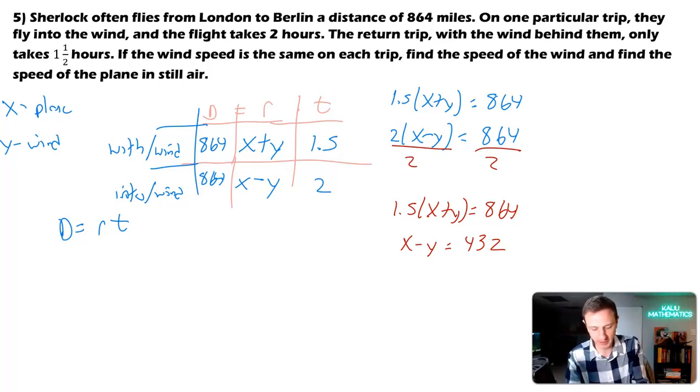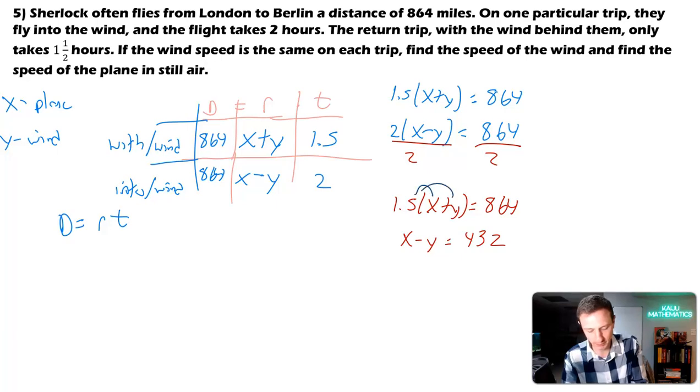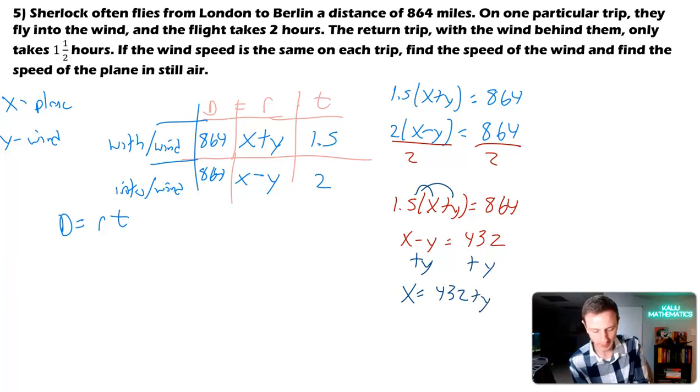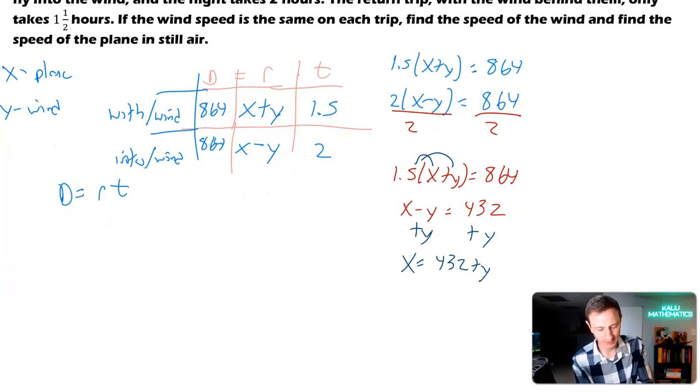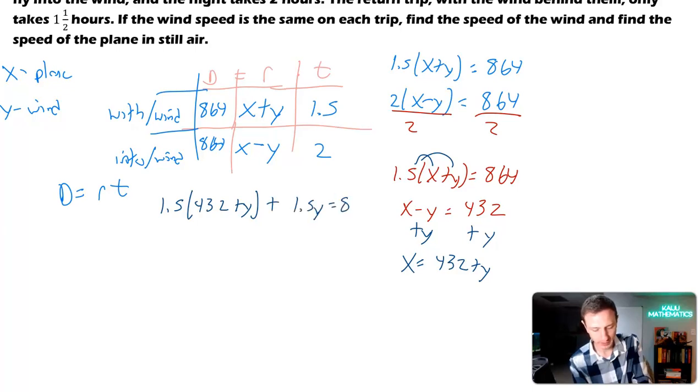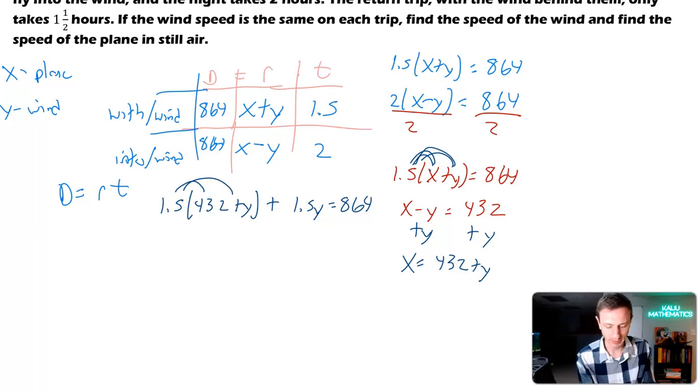So I'm going to do two things right here in my next step. I'm going to first distribute the 1.5, and then I'm also going to substitute in y, or I'm sorry, x, because I'm going to say x is equal to 432 plus y. So a little bit of a system to solve here. So let's say 1.5 times x, which I'm going to call 432 plus y, plus 1.5 times y equals 864. So I distribute the 1.5 times x. I'm saying x is equal to 432 plus y, so I'll have to then distribute the 1.5 into there. But then I also did 1.5 times y, which I don't have any y value yet. So let's leave that alone.